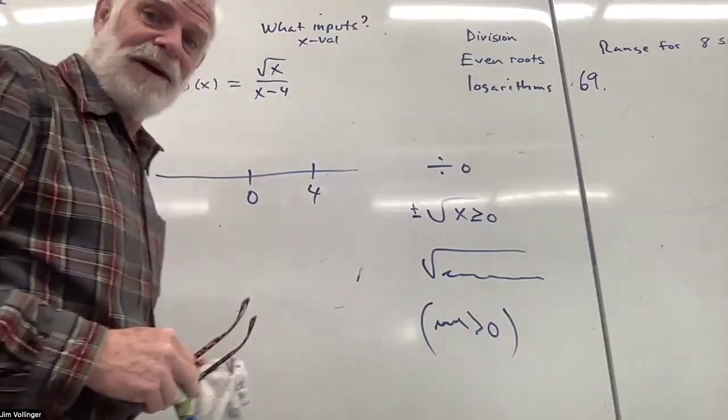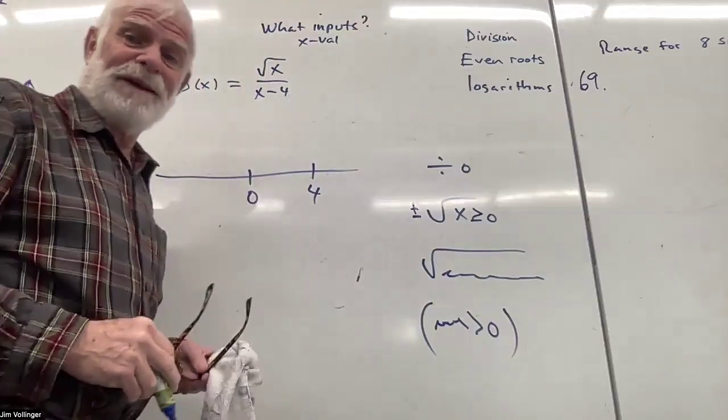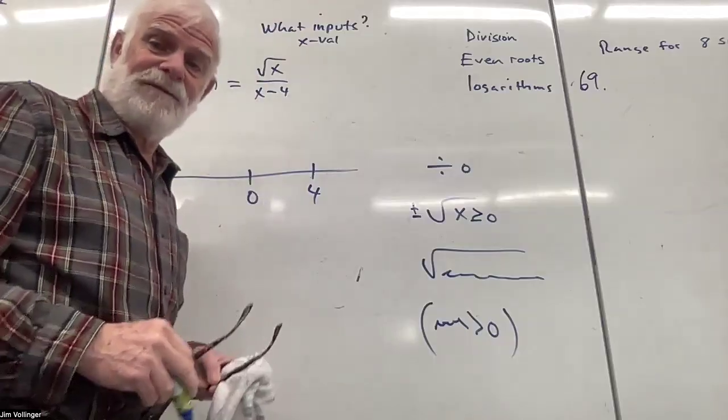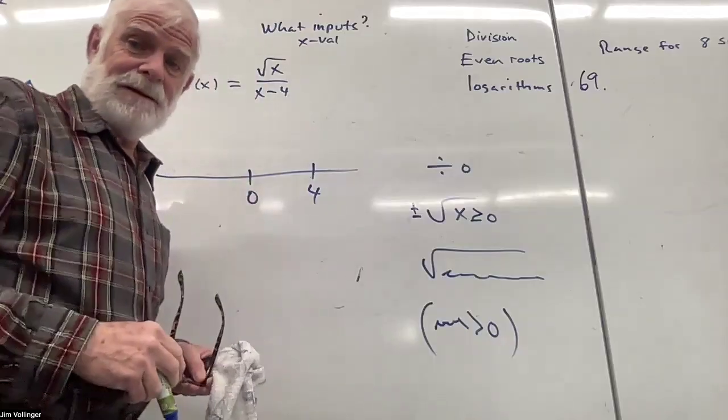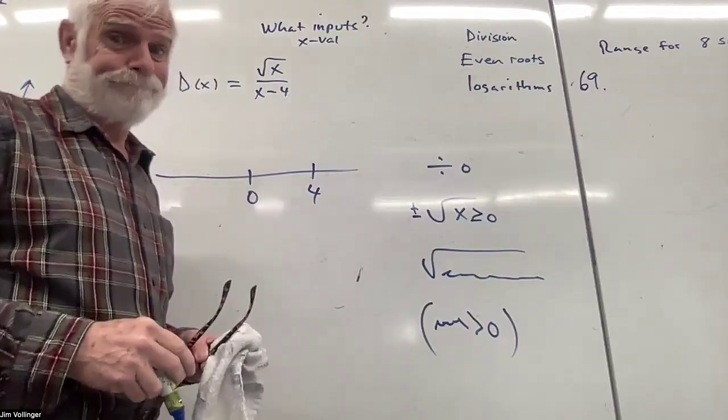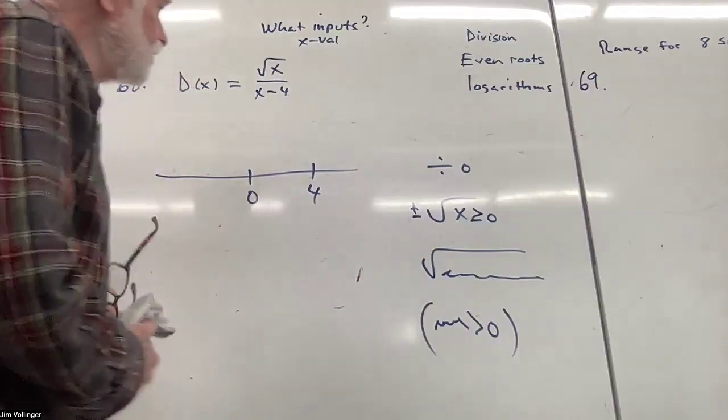You also have to remember that you don't have a plus minus with odd roots. The cube root of -8 is -2. It's not plus or minus. Okay? -2 times -2 times -2 is -8. There's one answer. Whereas -2 times -2 is 4, and 2 times 2 is 4. Okay, so you got a concern there.